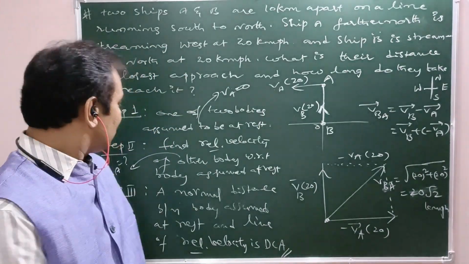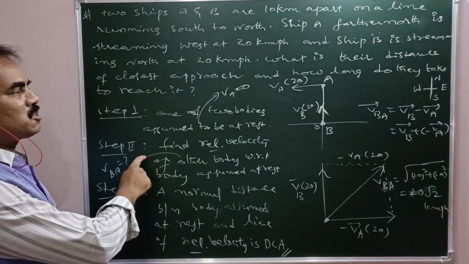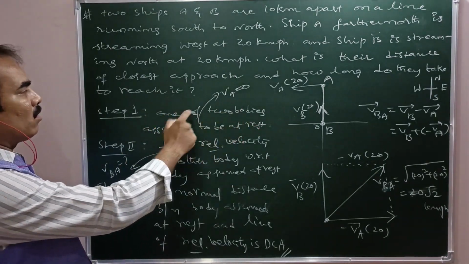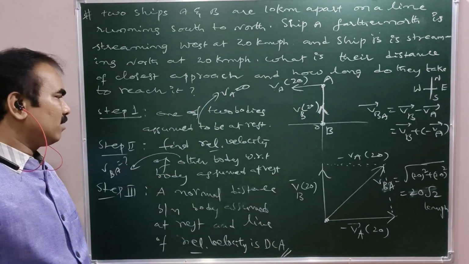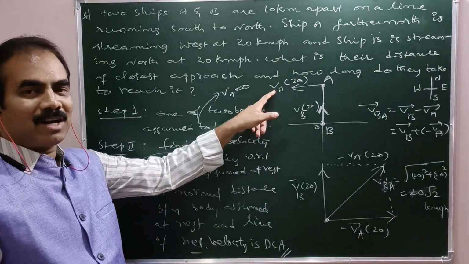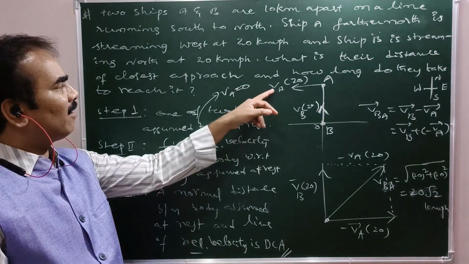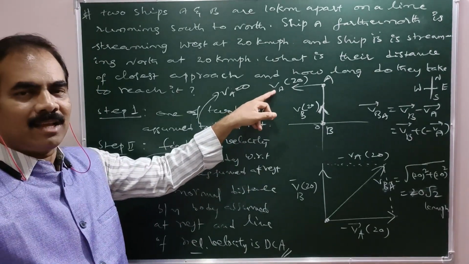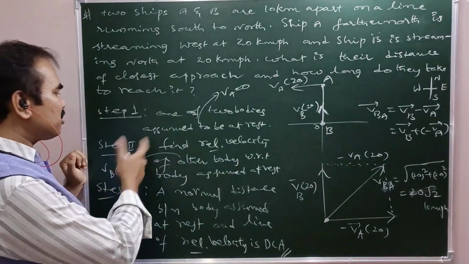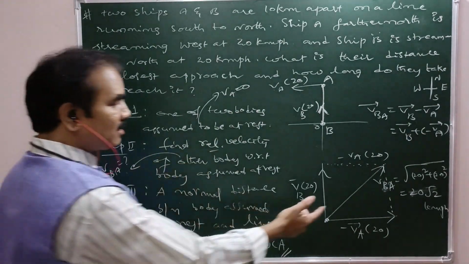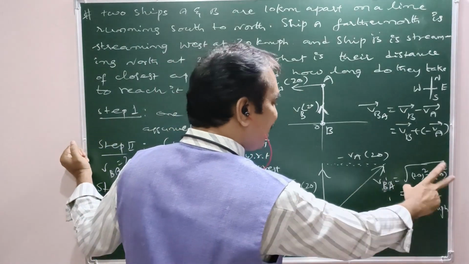Okay. Now, step 1 is over, step 2 is also over. Step 1: between A and B, I took A is at rest. Of course, A is also in motion with respect to the ground, but for the time being I am taking that A is stationary, at rest. Second step: I need to find the relative velocity of B with respect to A.